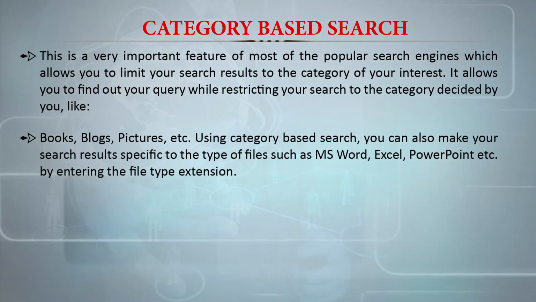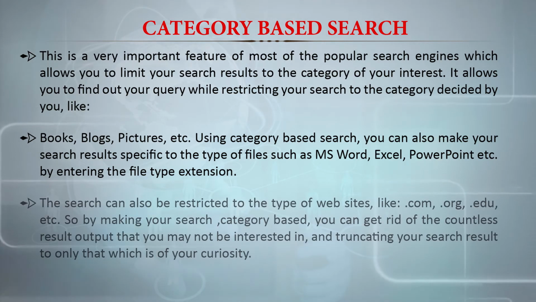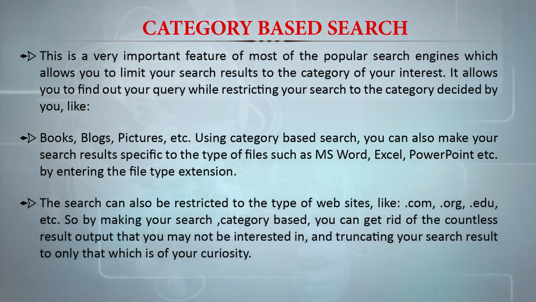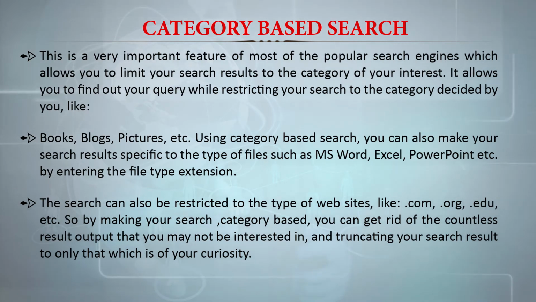Using category based search, we can also make our search results specific to the type of file such as MS Word, Excel, PowerPoint and other things by entering the file type extension. The search can also be restricted to the type of websites like .com, .org, .edu and other similar things. So, by making our search category based, we are getting rid of the countless results that we may not be interested in and truncating our search results to only that which is of our curiosity.